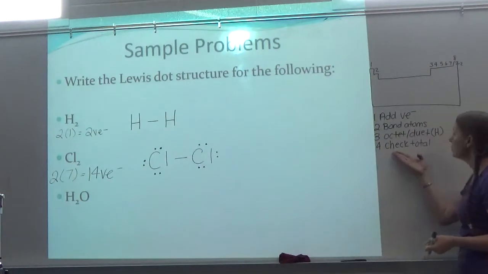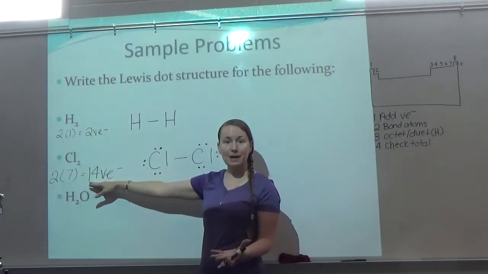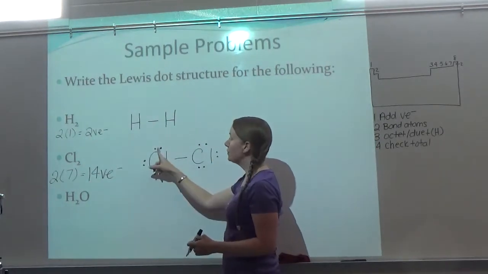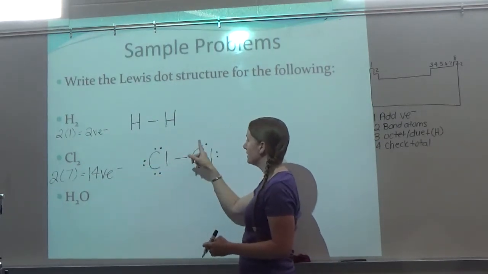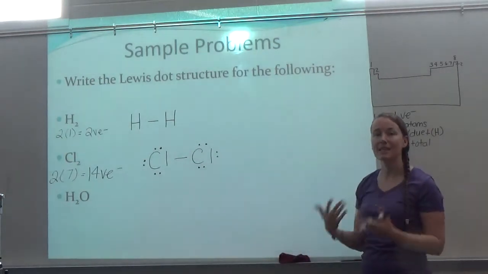Now, last step is check my total. I'm allowed to have 14 valence electrons in my Lewis dot structure. If you look, I have 2, 4, 6, 8, 10, 12, 14. So my totals match, and that means I'm done.